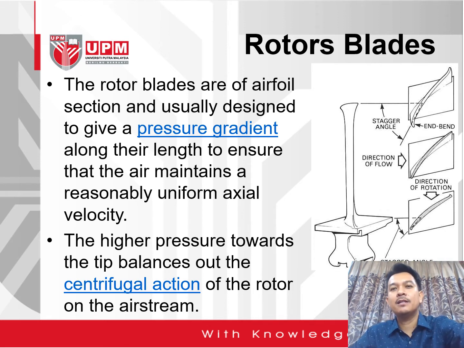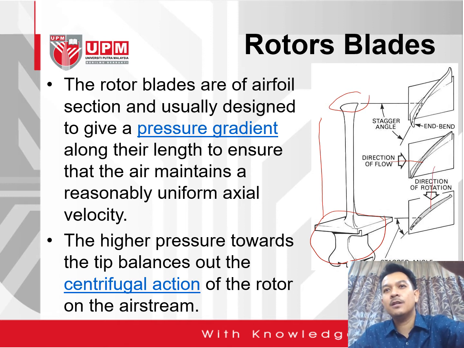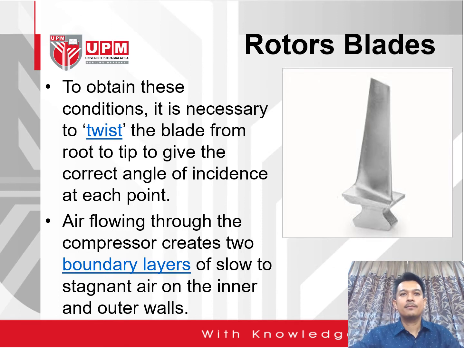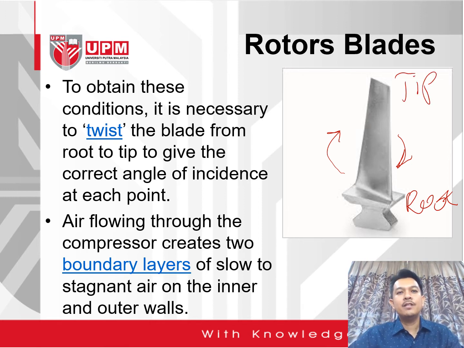So this particular blade, we have the length there, we have the tip, we have the root section. So normally the direction of the flow is in this way, the direction of the rotation is in the downward way. To obtain these conditions, it is necessary to twist the blade. You can see from the previous slide as well as in this particular photo, the blades are in a twisting mode from the root to the tip, to give the correct angle of incidence at each point.